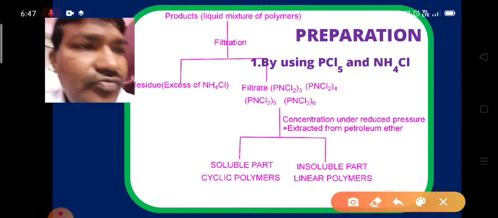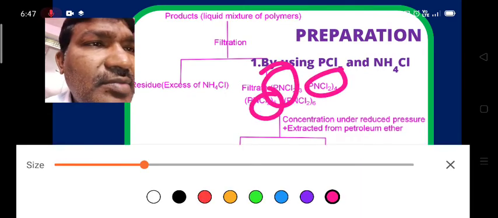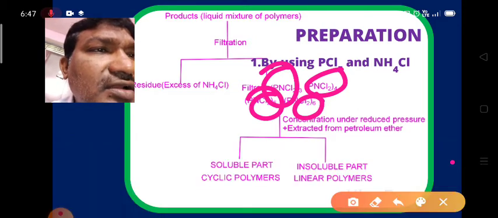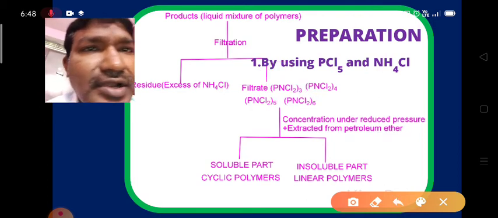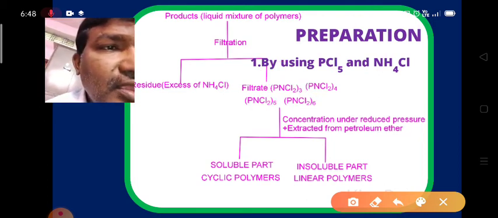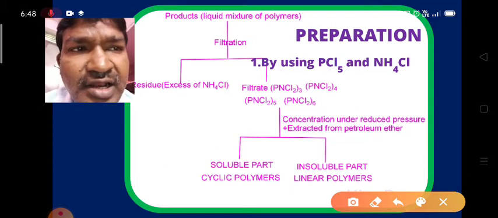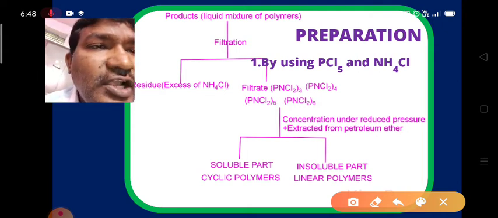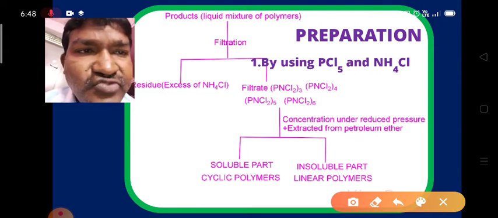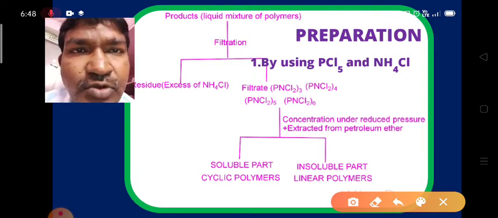trimer, tetramer, pentamer, hexamer. So it contains different compounds, (PNCl2)n with n taken as 3, 4, 5 and 6. When this filtrate is concentrated under reduced pressure and extracted with petroleum ether, we get two parts. The first one is the soluble part and the second one is the insoluble part.